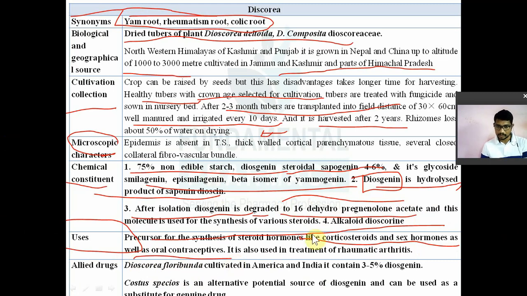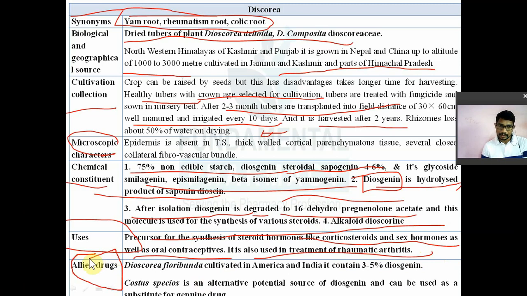Also, whichever oral contraceptives, sex steroids, and corticosteroid hormones like betamethasone, dexamethasone, prednisolone, all these are semi-synthetic products of your diosgenin. It is also used in the treatment of rheumatism or rheumatic arthritis. Okay. Now allied drugs, which are similar drugs.